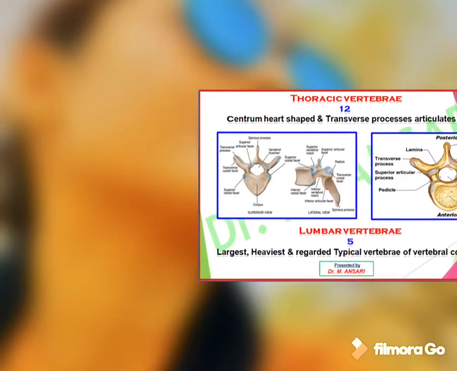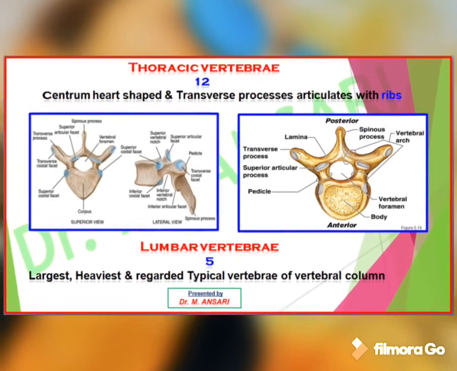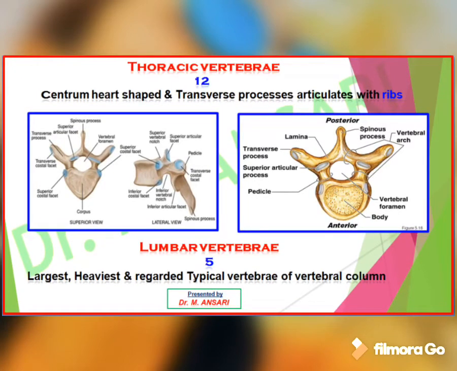By observing the diagram, we can say the centrum of a thoracic vertebra is heart shaped and its transverse process gives articulation to ribs. Lumbar vertebrae are the largest and heaviest, as well as regarded as typical vertebrae of the vertebral column.